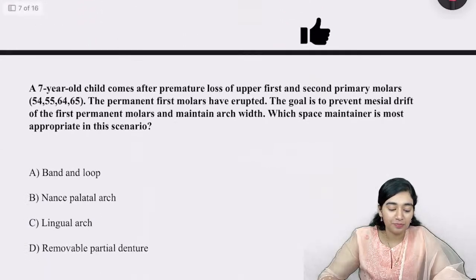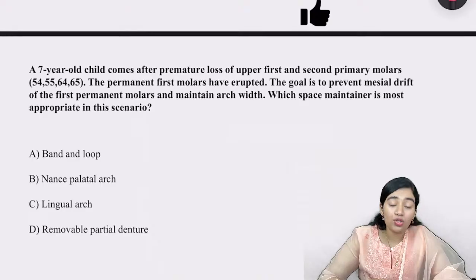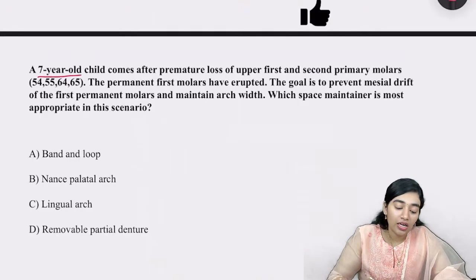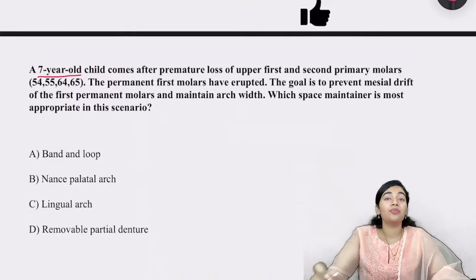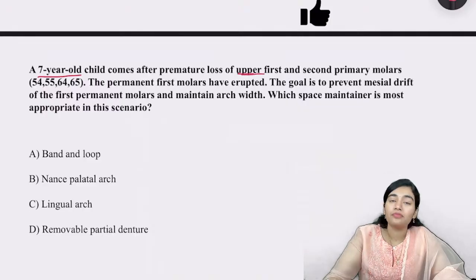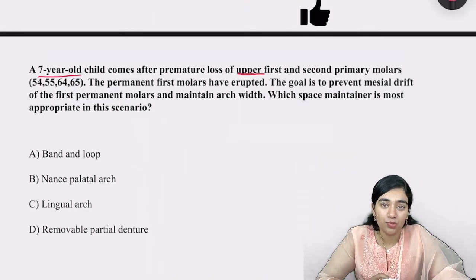Ready for it? Okay, here comes the next case. A 7-year-old child. So here is the age of the child. 7-year-old comes after premature loss of upper first and second primary molars. So here the case is about the maxillary teeth. So here they have mentioned the FDA tooth numbering also. 54, 55 and 64, 65 are missing totally.